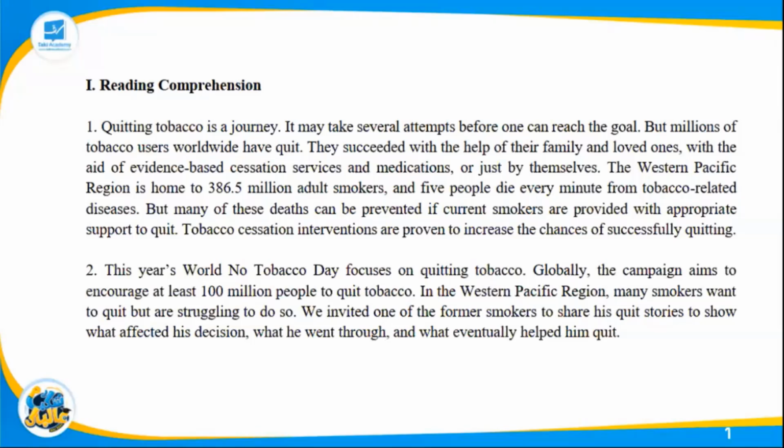So, start with the first paragraph, two paragraphs. Read it all, Isra. Quitting tobacco is a journey. It may take several attempts before one can reach the goal. But millions of tobacco users worldwide have quit. They succeeded with the help of their family and loved ones, with the aid of evidence-based cessation services and medications, or just by themselves. The Western Pacific region is home to 386.5 million adult smokers, and five people die every minute from tobacco-related diseases.